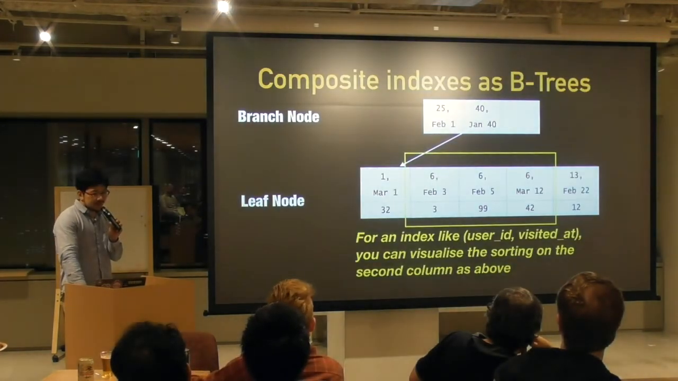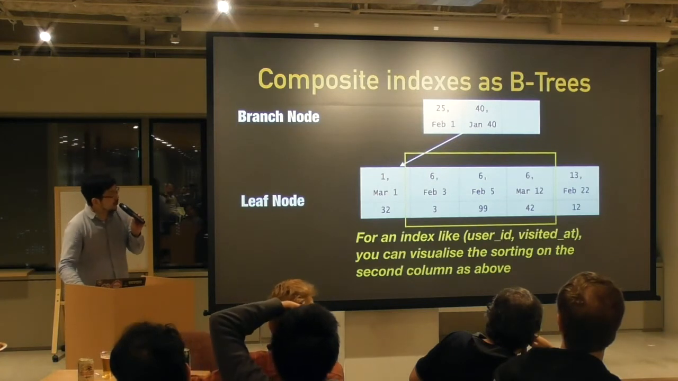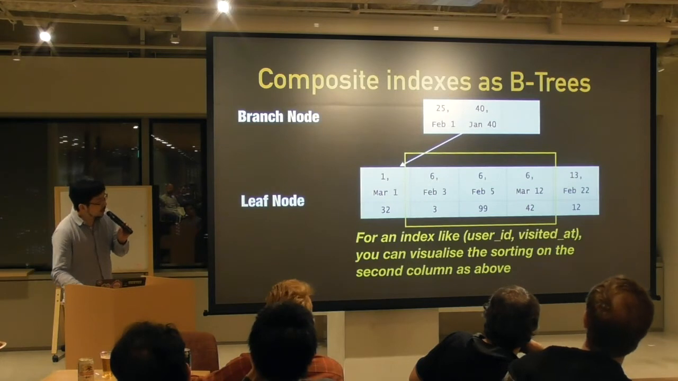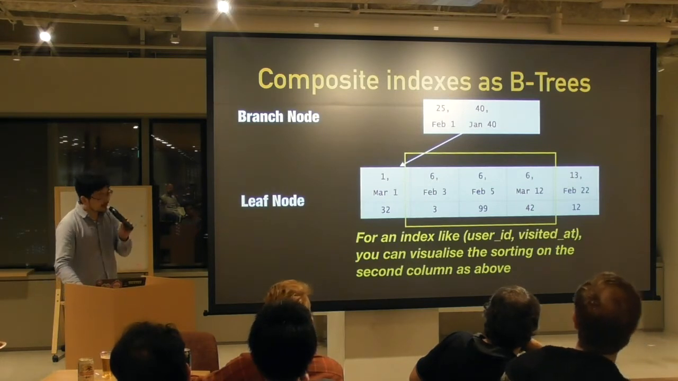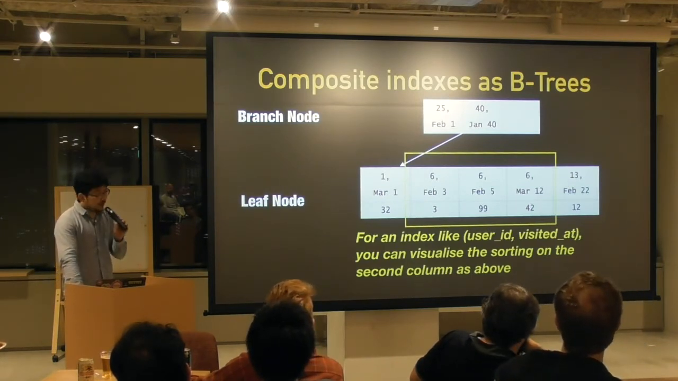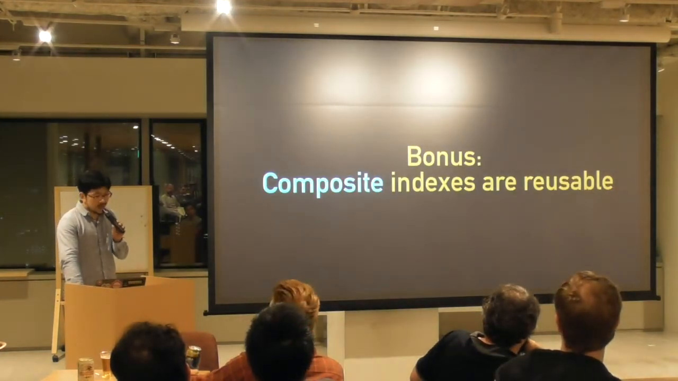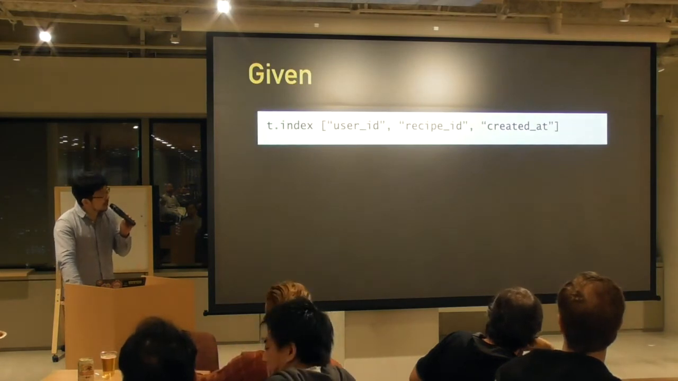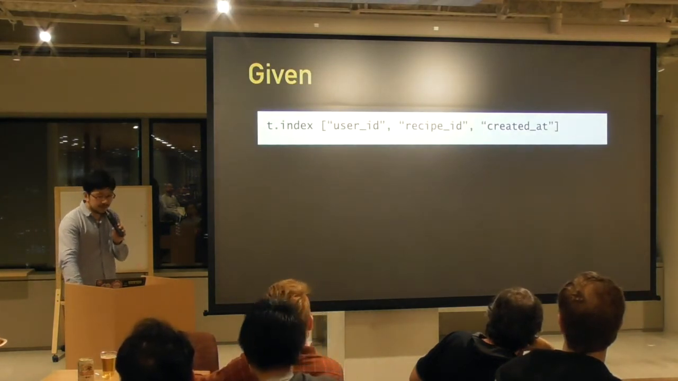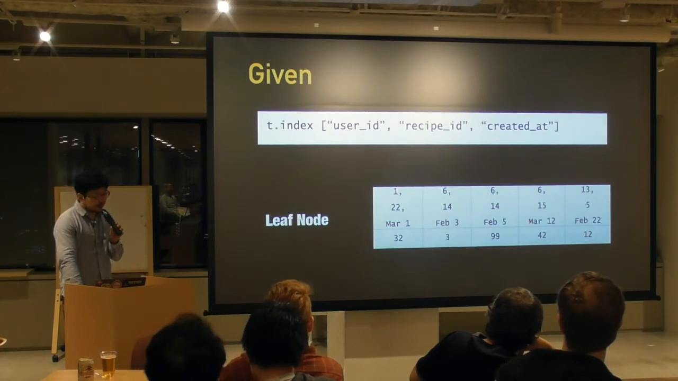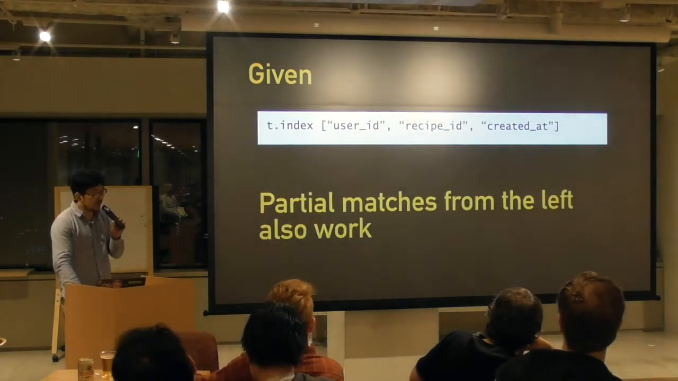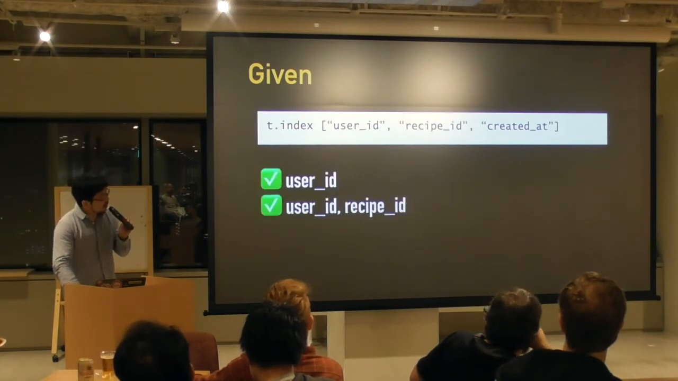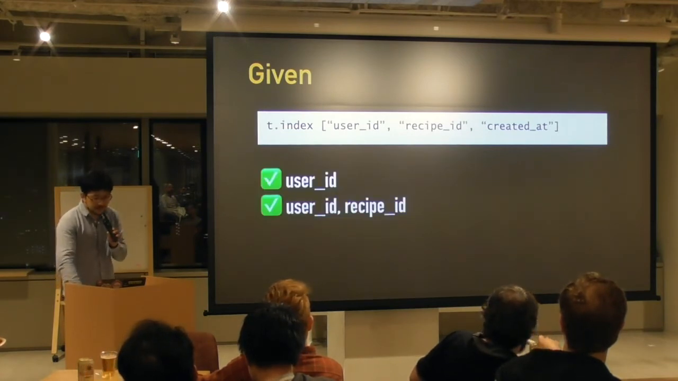Composite indexes, when they're in the B tree, kind of look like this. Instead of just having one item you sort on, you have a tuple of two parts. The bonus is that composite indexes are reusable on a variety of queries. If you have an example, something like this, user ID, recipe ID, and created at, it actually works for everything on the left-hand side. This is what the leaf node looks like here. So it works for user ID, or user ID and recipe ID, as well as the whole thing, the full match.